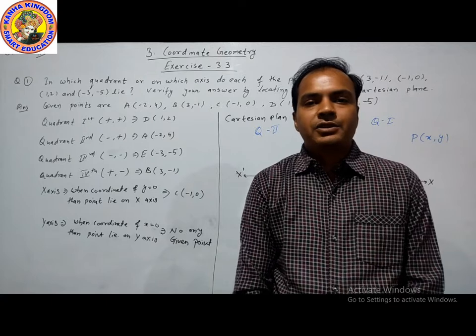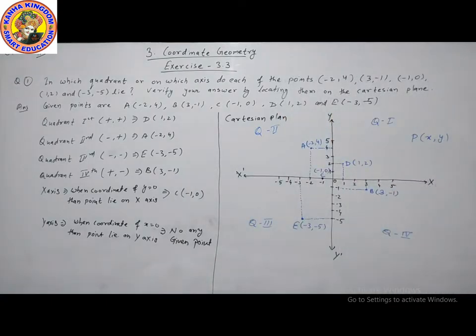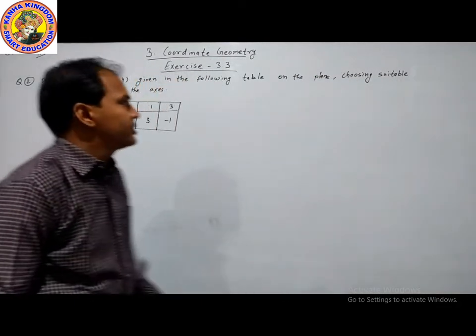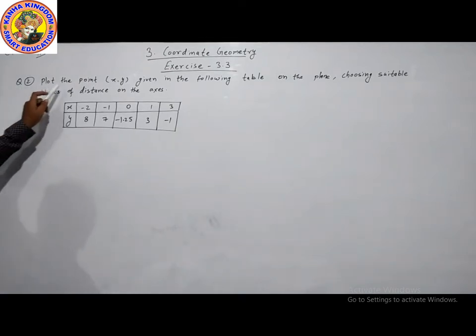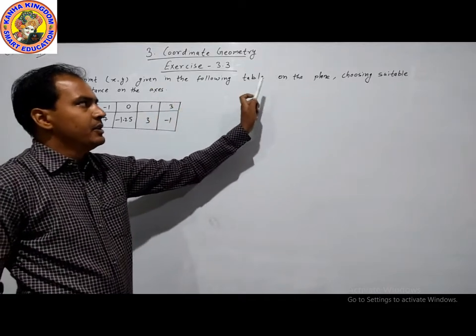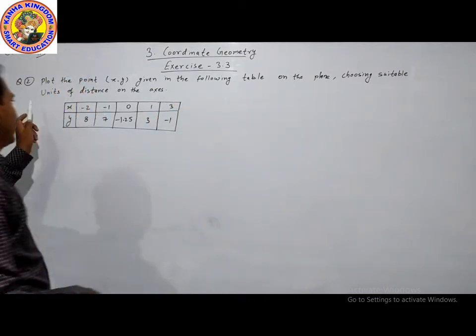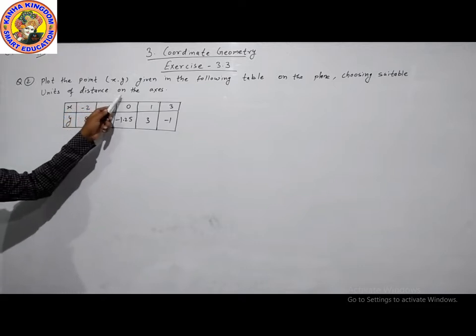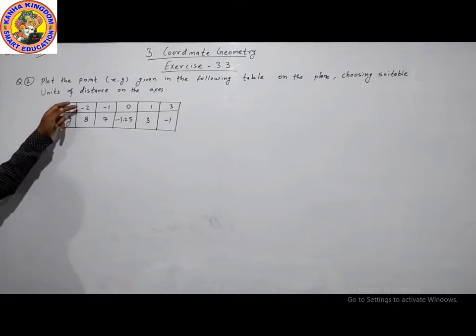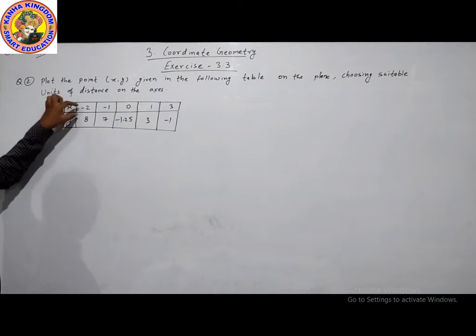We will move to our next question. Now our next question is question number 2. Plot the points x, y given in the following table on the plane, choosing suitable units of distance on the axis. First of all, here is given a table. X is equal to -2, y is equal to 8. The pair of x and y is point A.